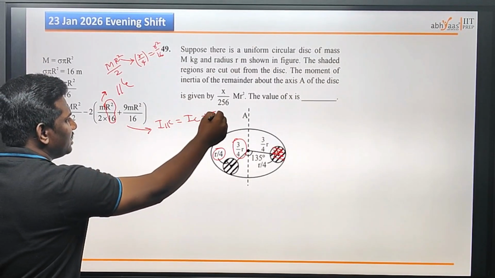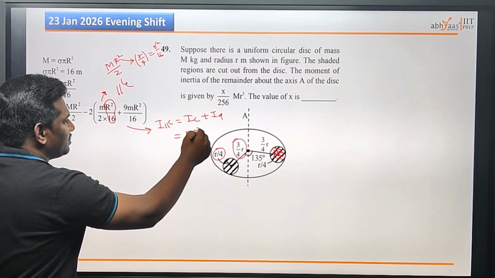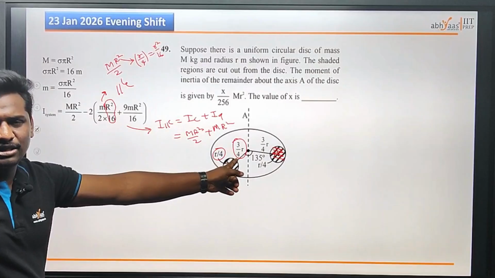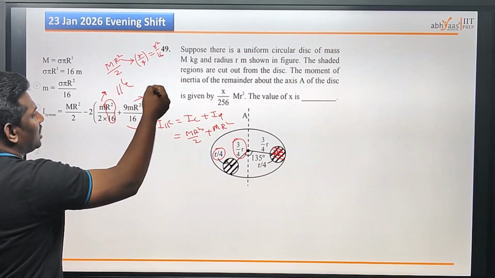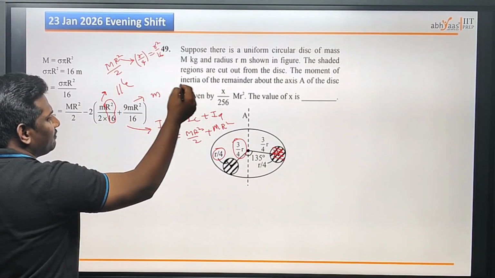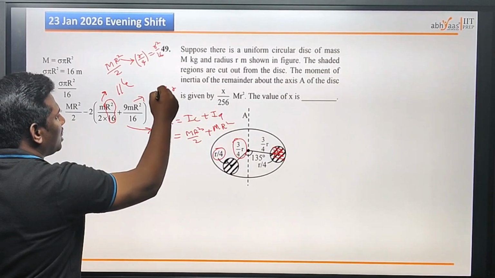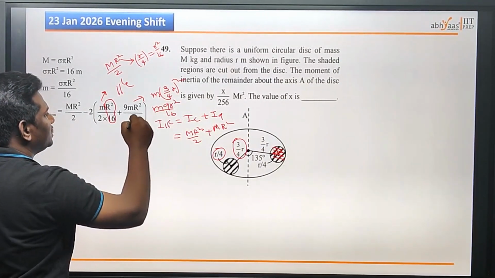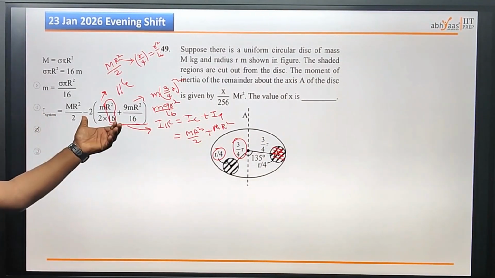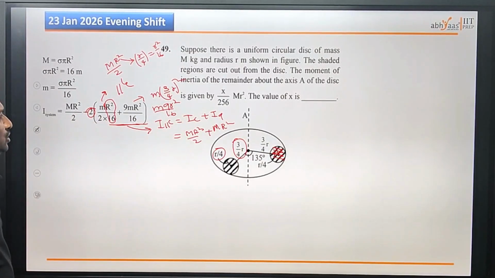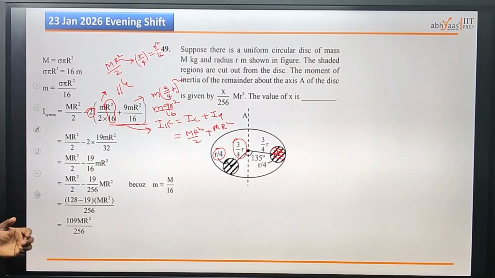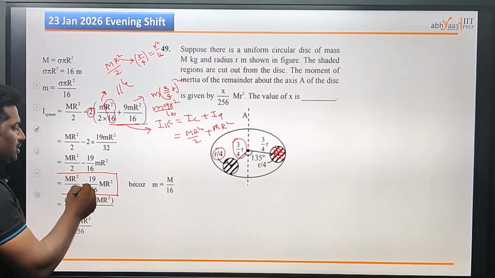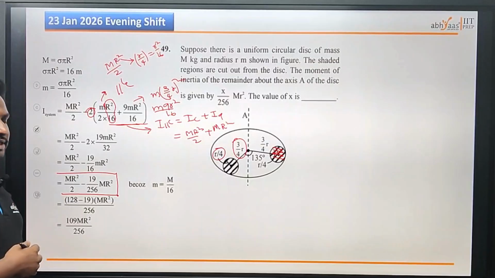I CM plus I D can be written as mr square by 2 plus mr square. What is r? Remaining r is 3 by 4. So m into 3 by 4 into r square, m into 9 r square by 16. This is your answer. We are having 2, that's why I multiplied with 2. Next, if you solve this one, you are remaining with this equation: mr square by 2, 19 mr square by 256.